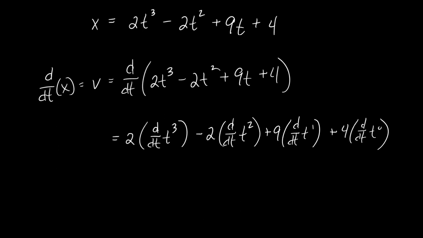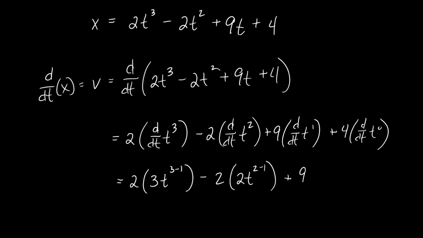I apply the derivative to each of the terms. Now I have to apply the rules for how to take the derivative of a polynomial. So bring down the exponent, and then generate a new exponent by subtracting 1. Continue to the next term, bring down the exponent and subtract 1 from the exponent. Continue to the next term, bring down the exponent, subtract 1 from the exponent.